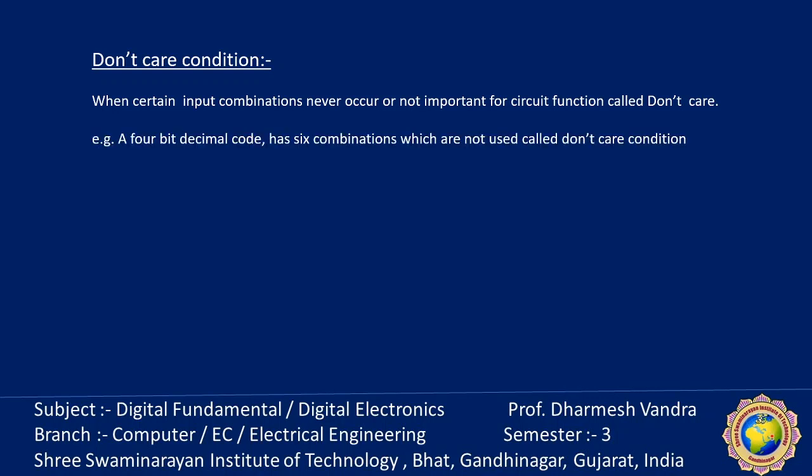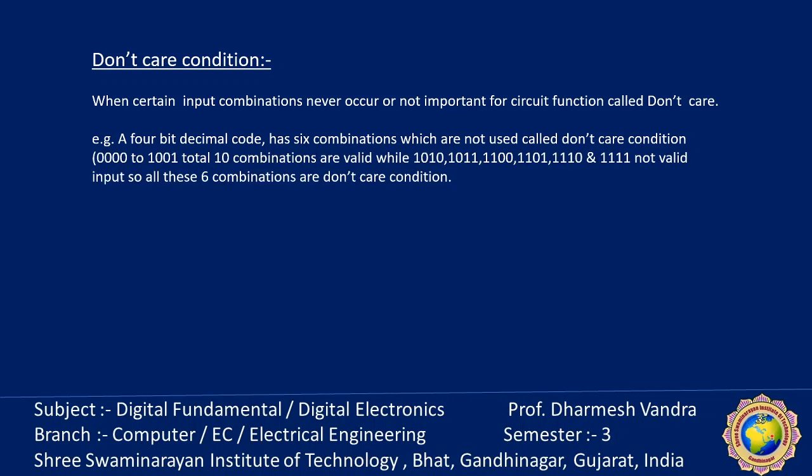Let's take an example, a 4-bit decimal code. Suppose my circuit input is a 4-bit decimal; this input combination will always occur. But as we know, with 4 bits, that means 2^4, 16 combinations are possible. Decimal is 0 to 9, so 10 combinations are valid decimal inputs, and the digital circuit will operate according to those input combinations.